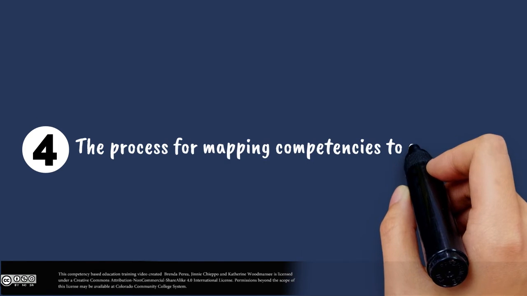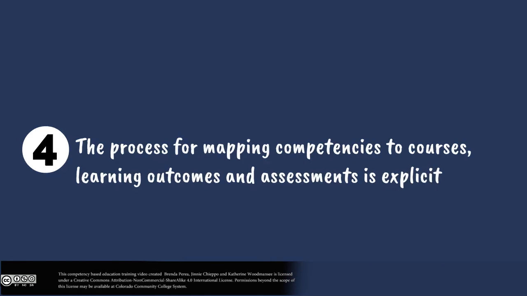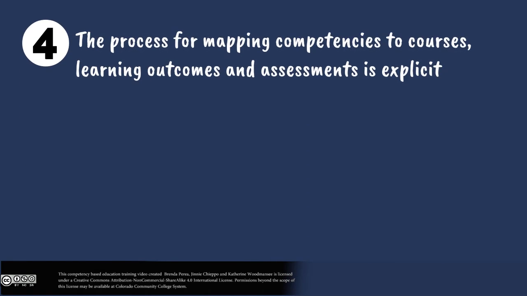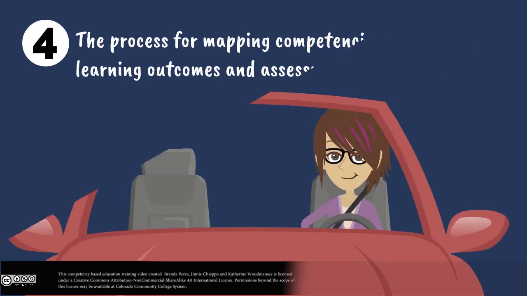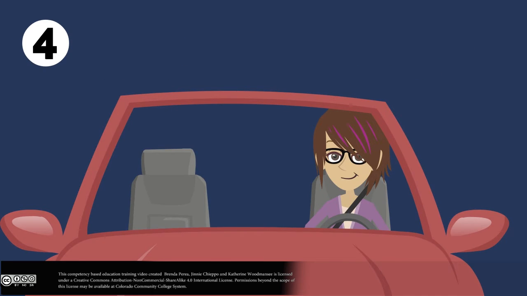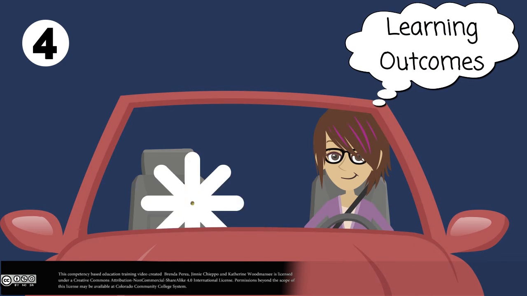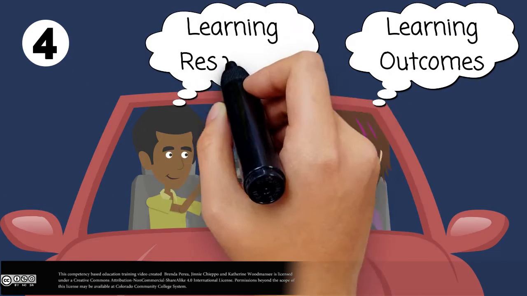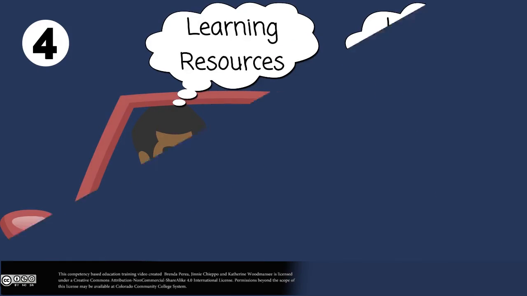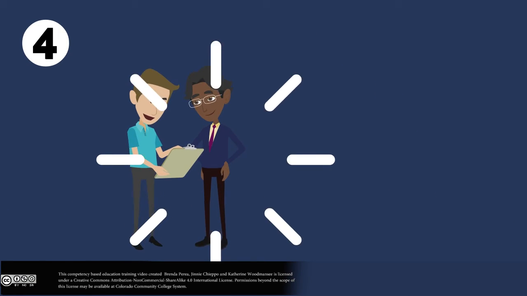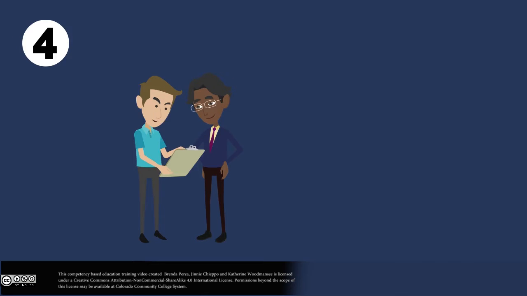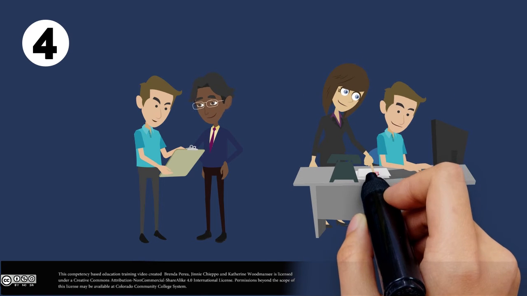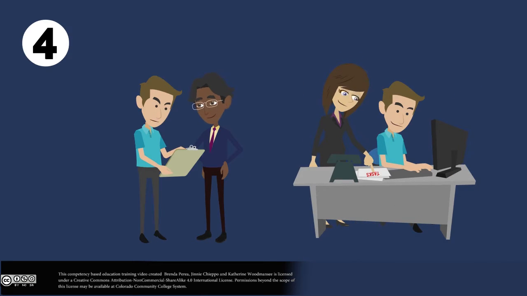Principle 4. The process for mapping competencies to courses, learning outcomes, and assessments is explicit. Once competencies are established through the CCNS and courses are created, the learning outcomes will then drive the selection of learning resources and assessments. It is critical to have a well-defined process in place early in the development of a CBE program, with identified individuals responsible for each stage. This will help identify who needs to be informed if any changes need to be made.